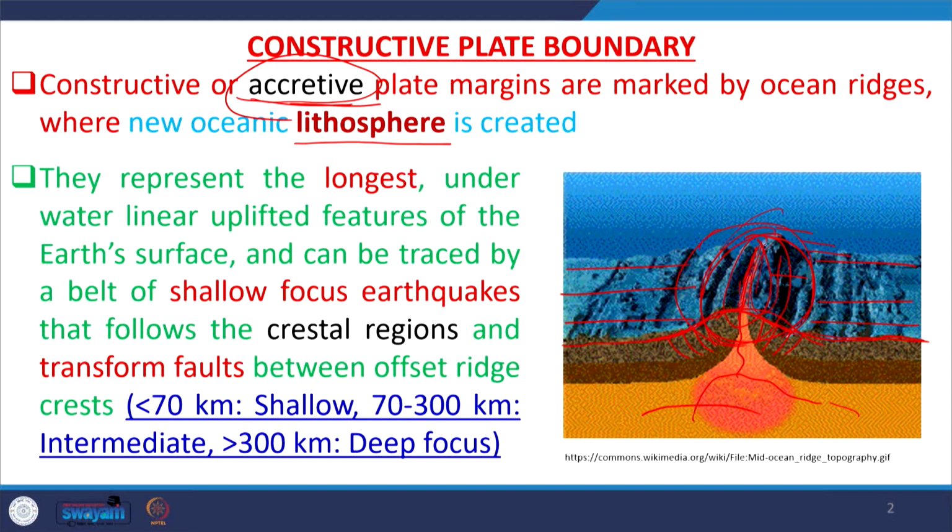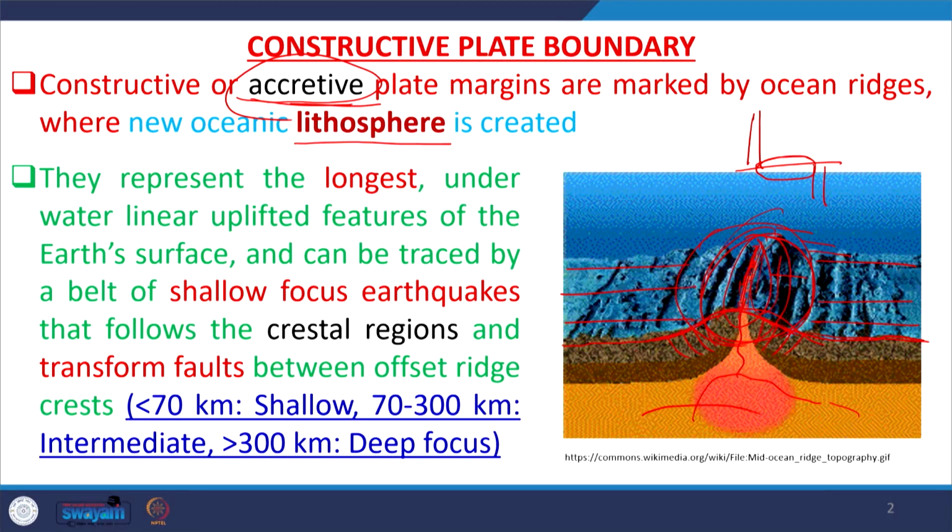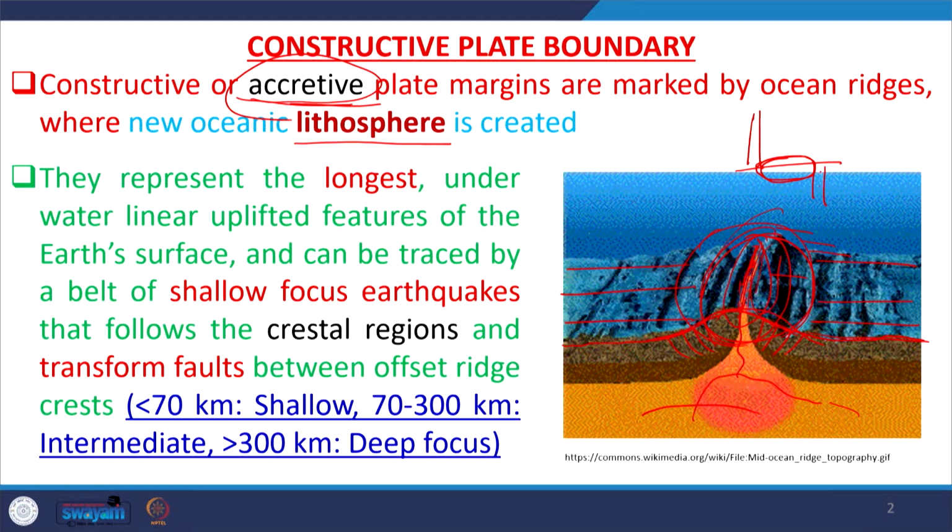Here you just remember that the crestal region, the mid-oceanic ridge, is represented by shallow focus earthquakes. Shallow focus earthquakes are arranged along this mid-oceanic ridge system. Apart from these, there are certain fracture zones or transform faults which cross-cut the ridge. For example, this is the ridge and this is the fracture zone cross-cutting it. These regions are also represented by shallow focus earthquakes, but relatively deeper than the crestal region.